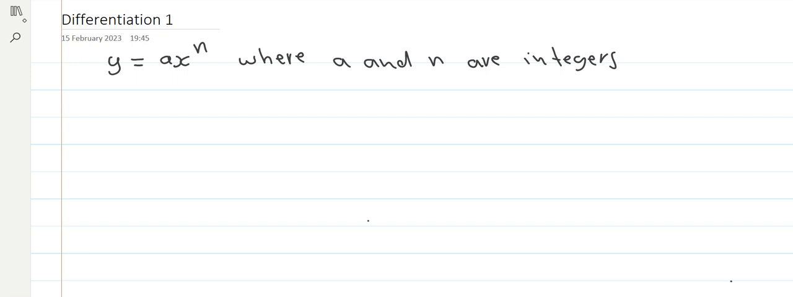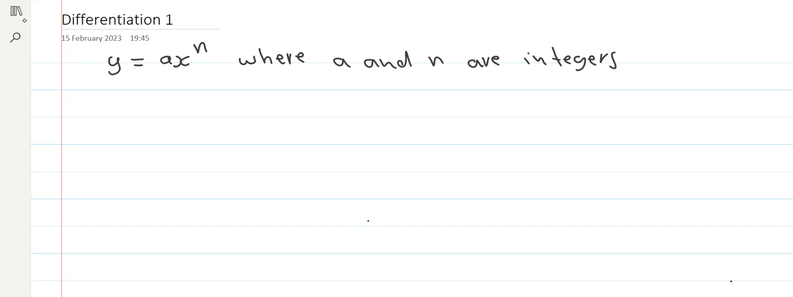Differentiation. In today's lesson, I will show you how to differentiate a function with one variable. So if we have a function y equal ax to the power n, where a and n are integers. When I say integers, which means they are numbers, okay? So the only variable here is x. So how are we going to differentiate this function?